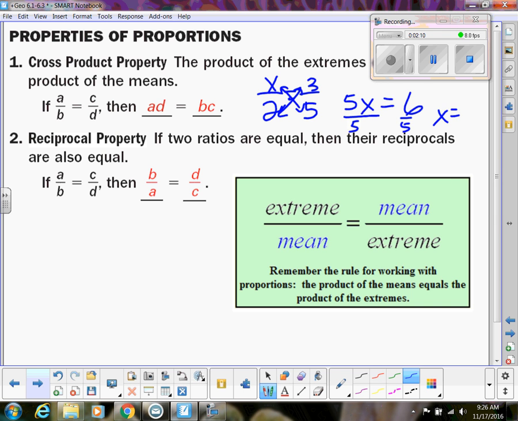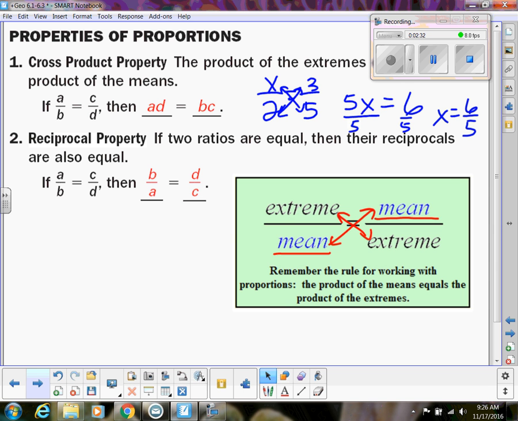That looks familiar, hopefully. What they mean by extremes and means. So this is some vocabulary you may not be familiar with. Means are just the diagonal going this way, and the extremes are the diagonal going this way. That's all. And so it just allows us to talk about, oh yeah, that diagonal versus that diagonal.